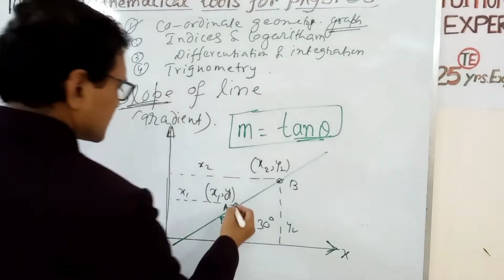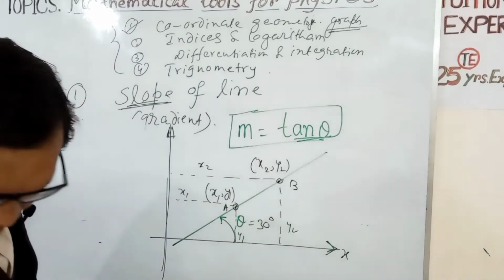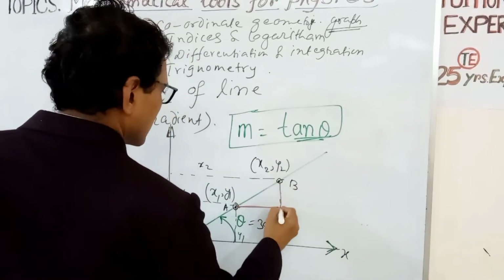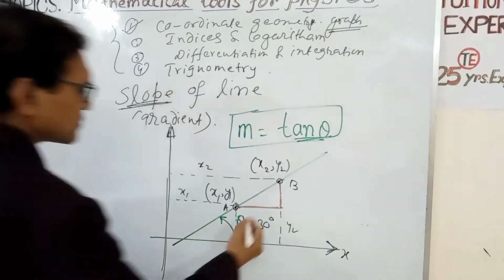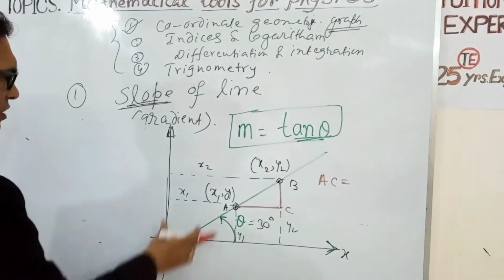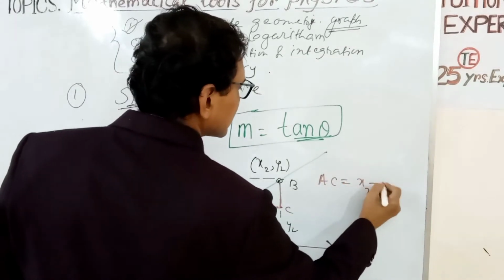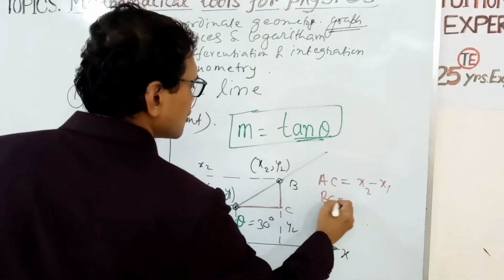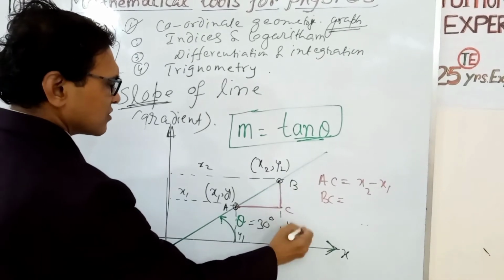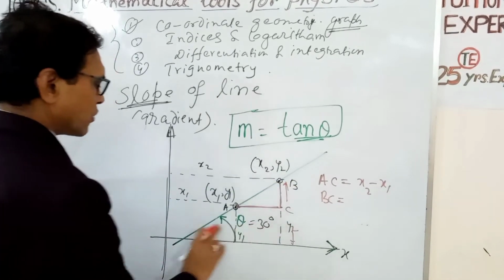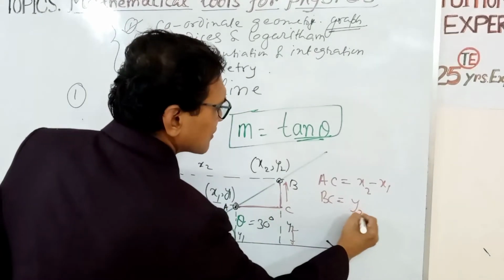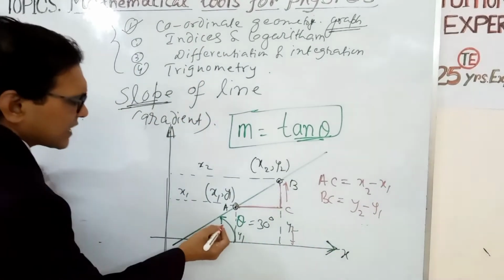Suppose this point is C. AC will obviously be x2 minus x1, and BC will obviously be y2 minus y1, because y2 is this and y1 is this. So this is y2 minus y1. Now if this angle is theta, then this angle is also theta.